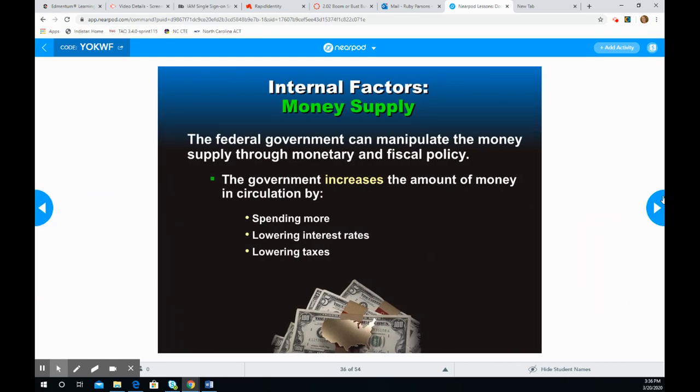The federal government, once again, can manipulate the money through monetary and fiscal policy. The government can increase the amount of money in circulation by spending more. They could lower the interest rate. They could be lowering taxes.